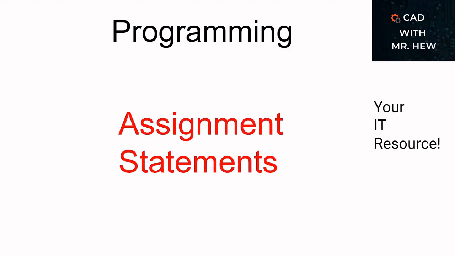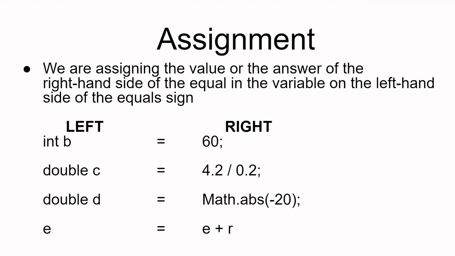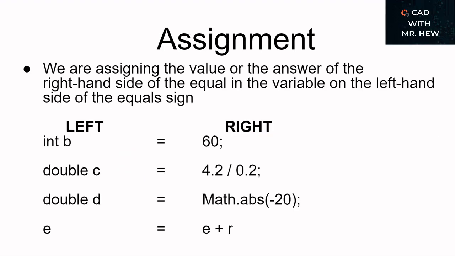In today's video, we are looking at assignment statements that are used in programming. Assignment statements are common types of code statements. You are using the result of an expression that is executed on the right-hand side of the equals sign. Then you're storing the result on the left-hand side.